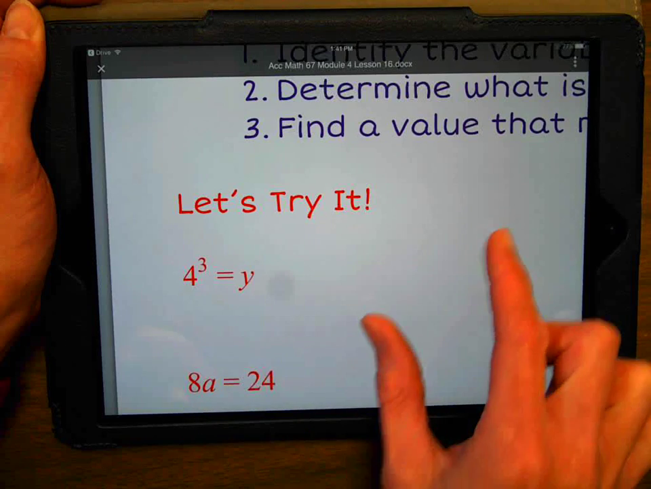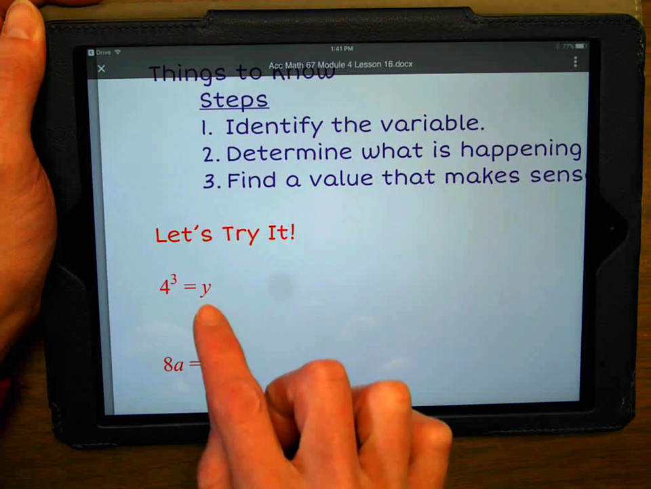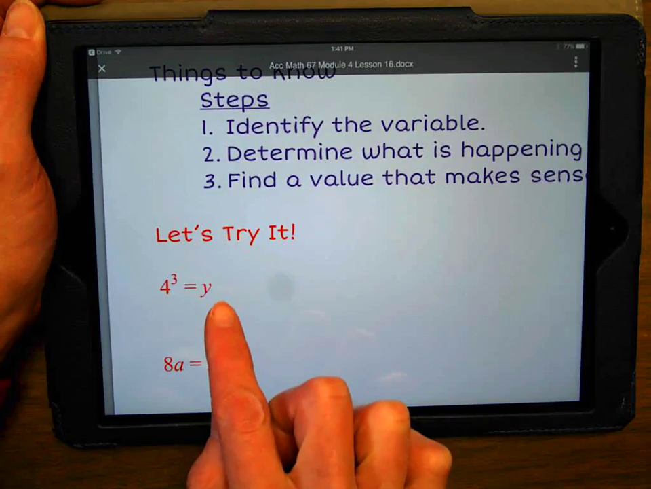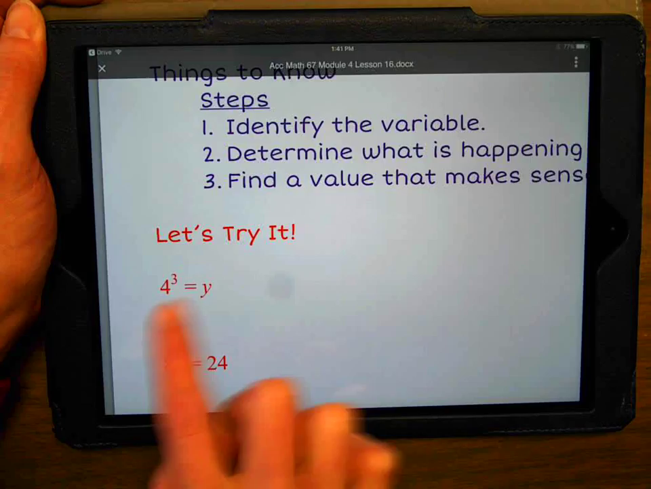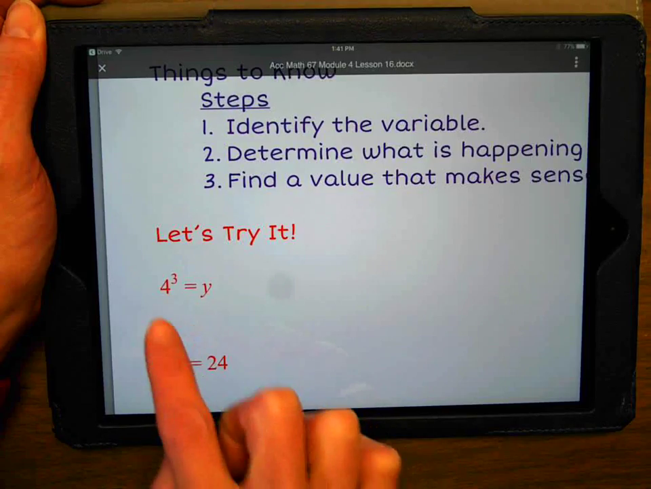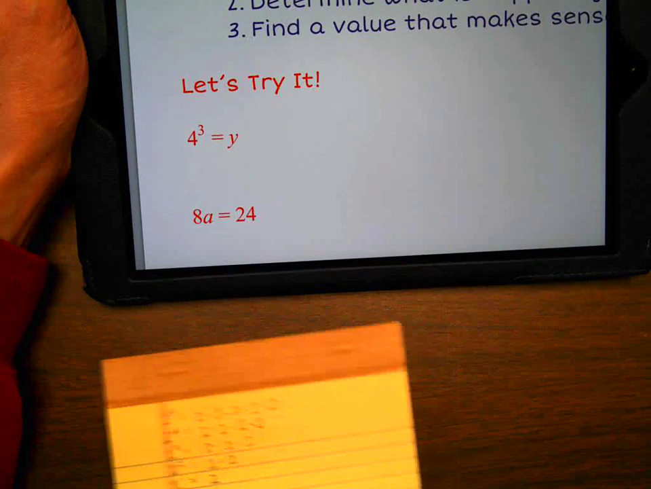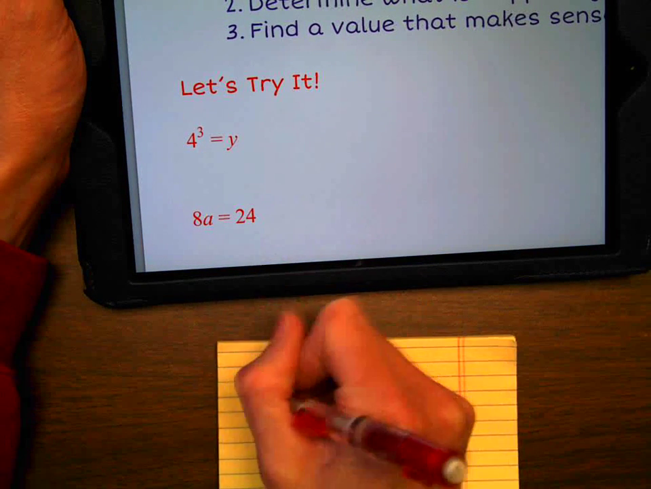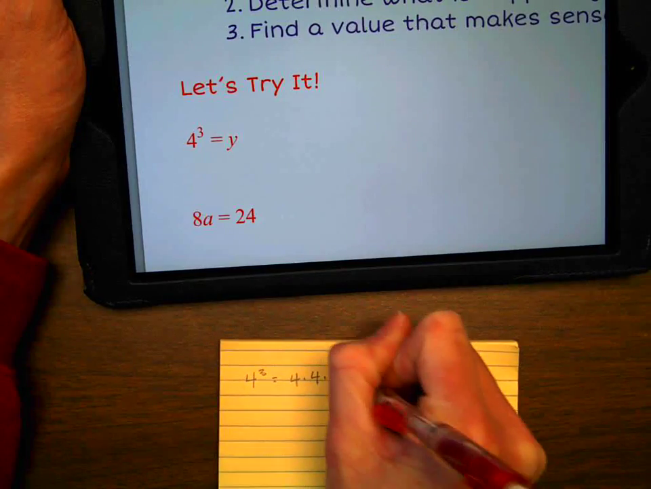The second step says determine what is happening to the variable. Right now, it's just telling us that this is equal to it, so they have to be the same. I know what 4 to the third power means. It means I have to take 4 times 4 times 4. Let me turn my paper over so that we can have some space. 4 to the third power equals 4 times 4 times 4.